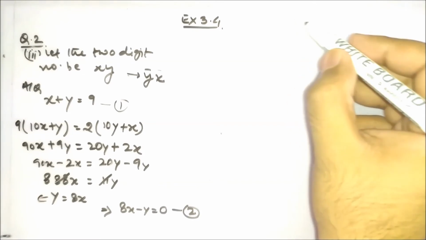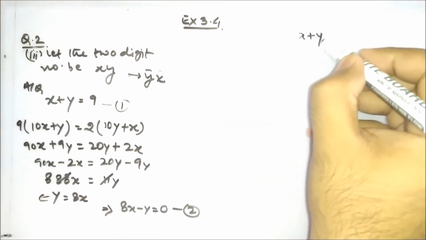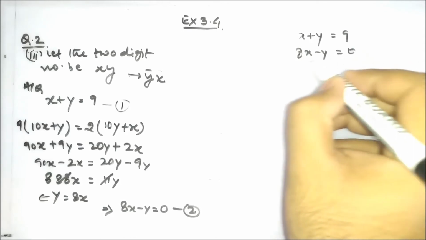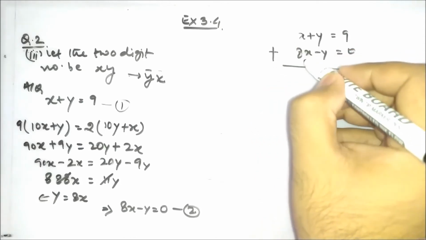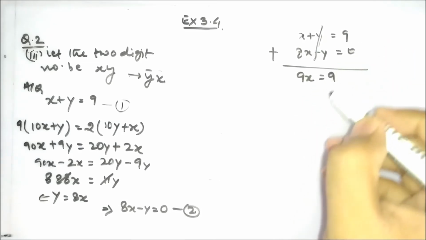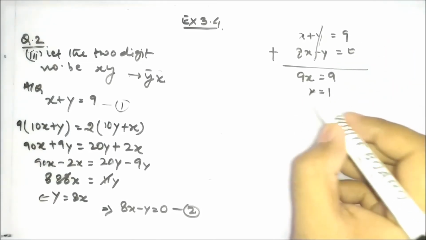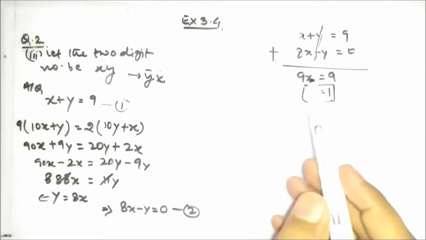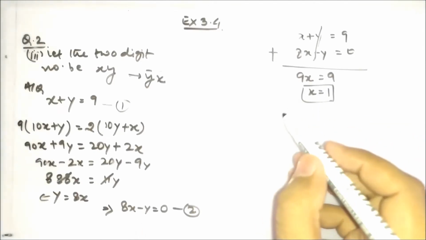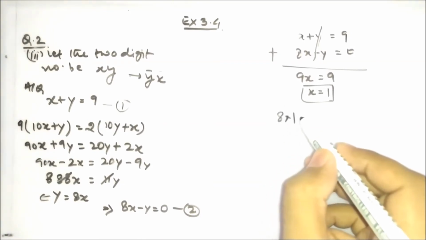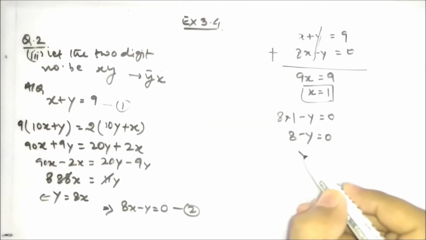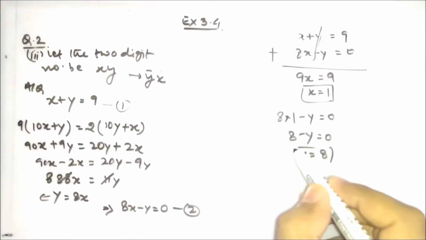So if you add 1 and 2, that will be x plus y is equal to 9 and 8x minus y is equal to 0. When you add both the equations, x plus 8x gives 9x. The y will get cancelled and that will be equal to 9. So x equal to 1 here. So we got the value of x as 1. Now putting this value in equation number 2, that will be 8 into 1 minus y is equal to 0. So that will be 8 minus y is equal to 0 and y will be equal to 8 from here.